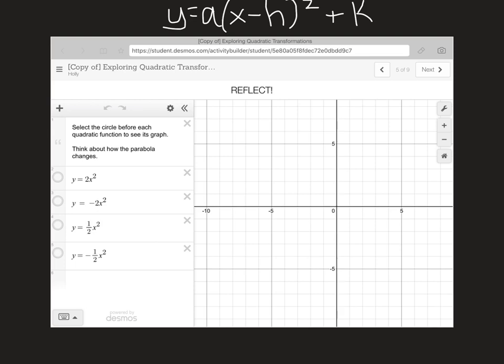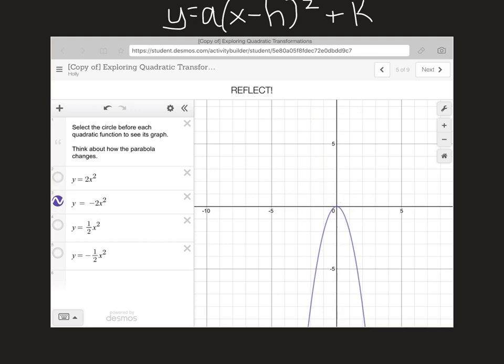So not only is a responsible for how quickly the graph moves up or down the y-axis, it is also responsible for whether it is going to be moving up or down. So if we have y equals 2x squared, this graph is being stretched from the parent function of x squared because it's being multiplied by 2. However, if I change it to -2, it's going to cause it to reflect over the x-axis. So it's still being vertically stretched at -2, but it's now also being reflected, so it is still moving faster than the parent function, but in the opposite direction.